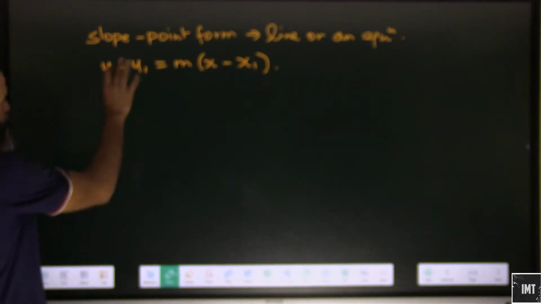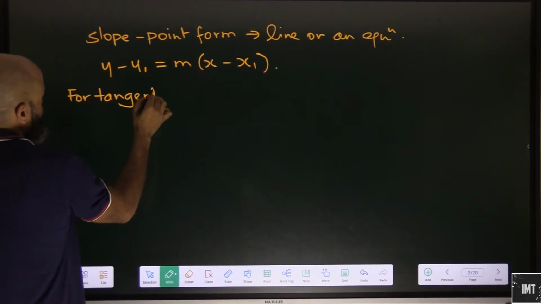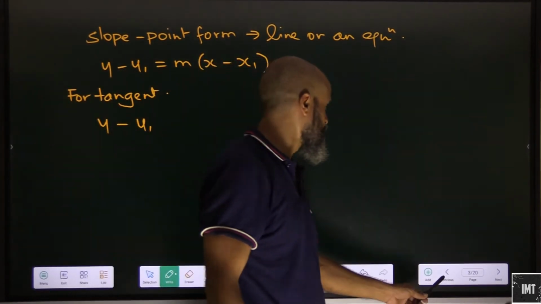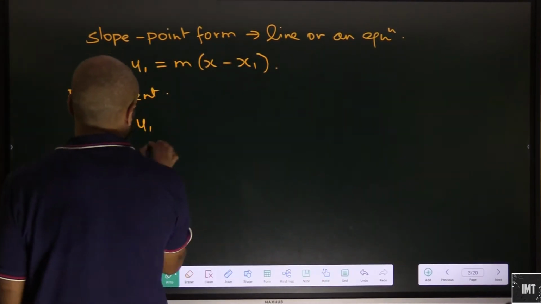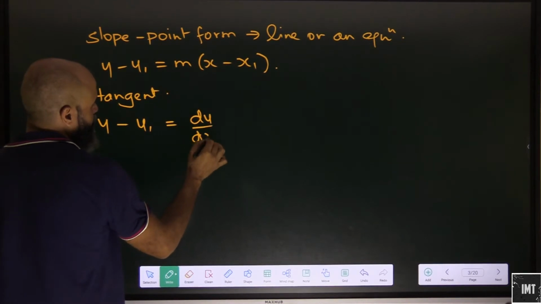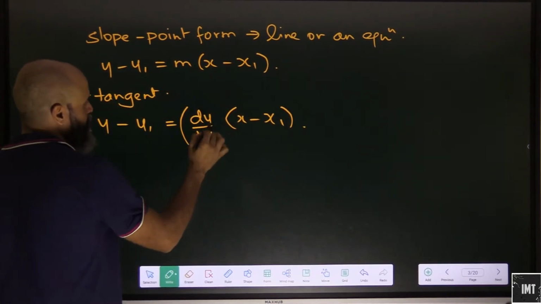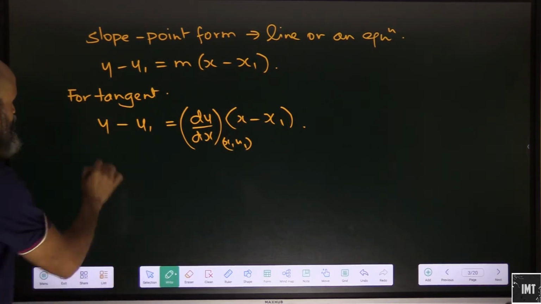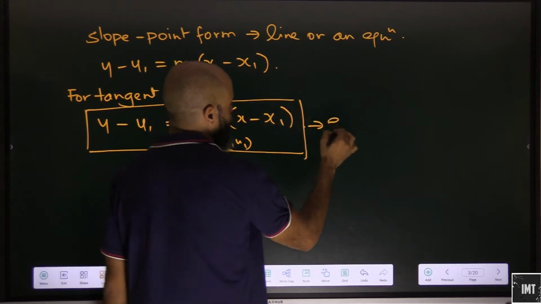In that case, for the tangent, we know y minus y1. So obviously this graph passes through point x1 y1, so it will fulfill the condition of the tangent. Y minus y1 is equal to m, that is dy by dx into x minus x1. Dy by dx, to be very specific, this will be at x1 y1. So this will be basically the equation of tangent.